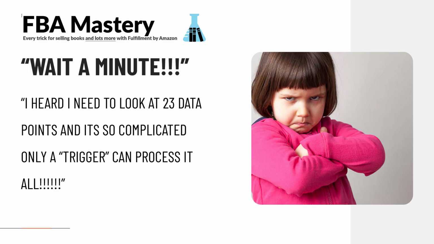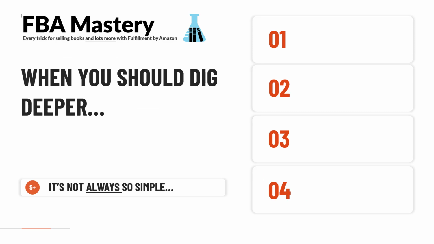You're like, hold on, Peter Valley. I heard from reliable guru sources that I need to look at 23 different data points, and that the process of analyzing a book to resell is so complicated that I have to use triggers to process it all. I don't believe this. To that, I will say, sometimes yes, there are situations where I need to dig deeper, and where I will recommend that you dig deeper than just those 3. So I'm going to give you some examples right now, because it's not always that simple.